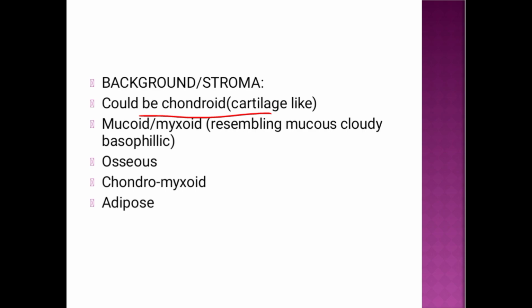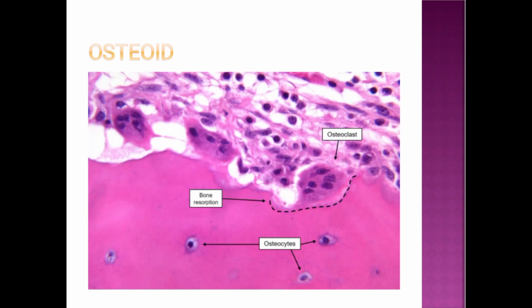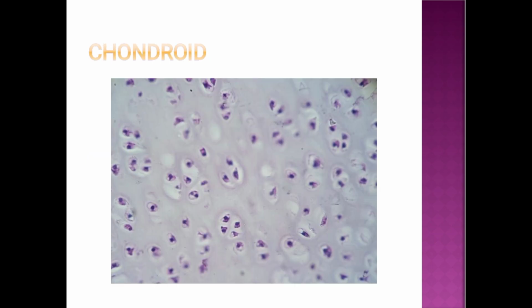Then the background stroma is either chondroid, which is cartilage like, or mucoid, which is mucus like. So what you have is chondroid, myxoid, osseous, then you have adipose. As you can see, this is a chondroid form.